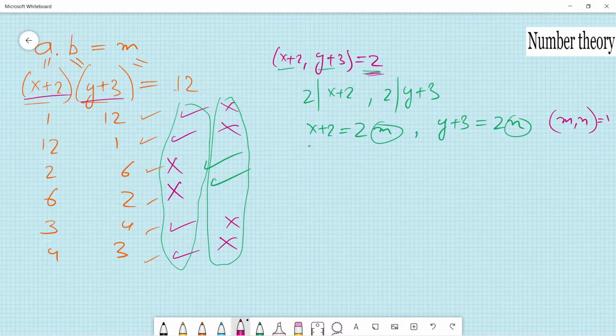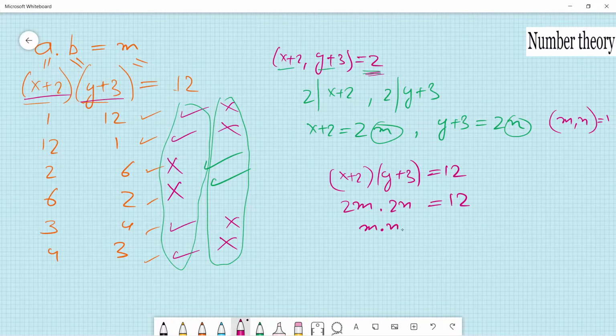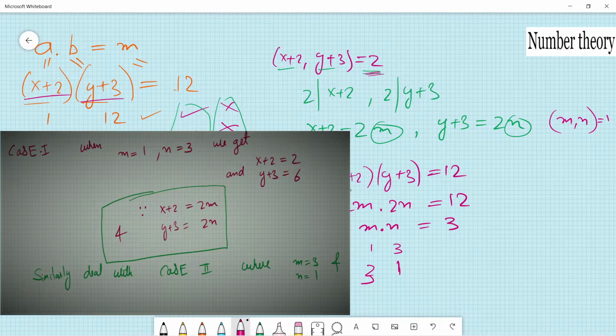Okay. So this equation (x + 2)(y + 3) = 12 becomes 2m multiplied by 2n equals 12. This will then become m times n equals 3. And we know that GCD of m and n is 1. We'll only have these 2 cases. So this is what we'll be doing instead of writing all the possible cases and then discarding them.